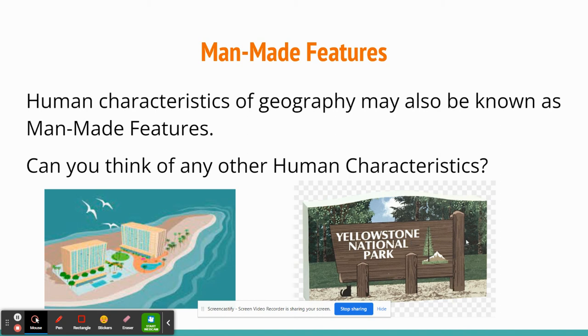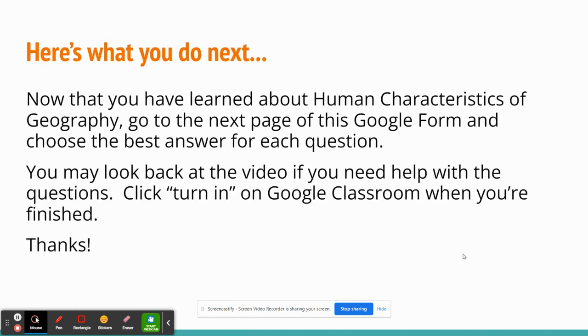Over here is a park, one of our national parks, Yellowstone Park. The park by itself has a lot of natural characteristics, but people have come along and added a lot of things to it in order to make it a park. We've added a lot of human characteristics.